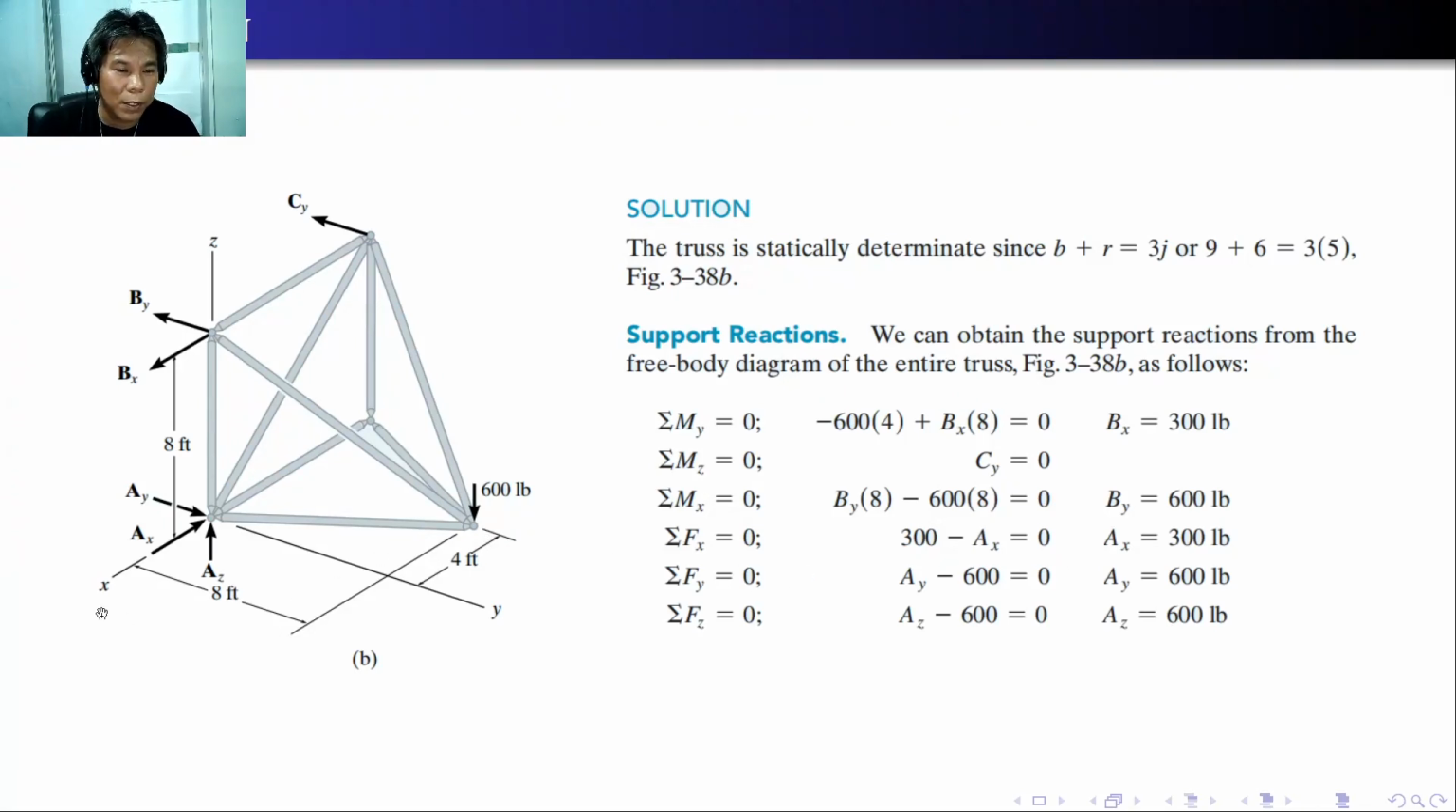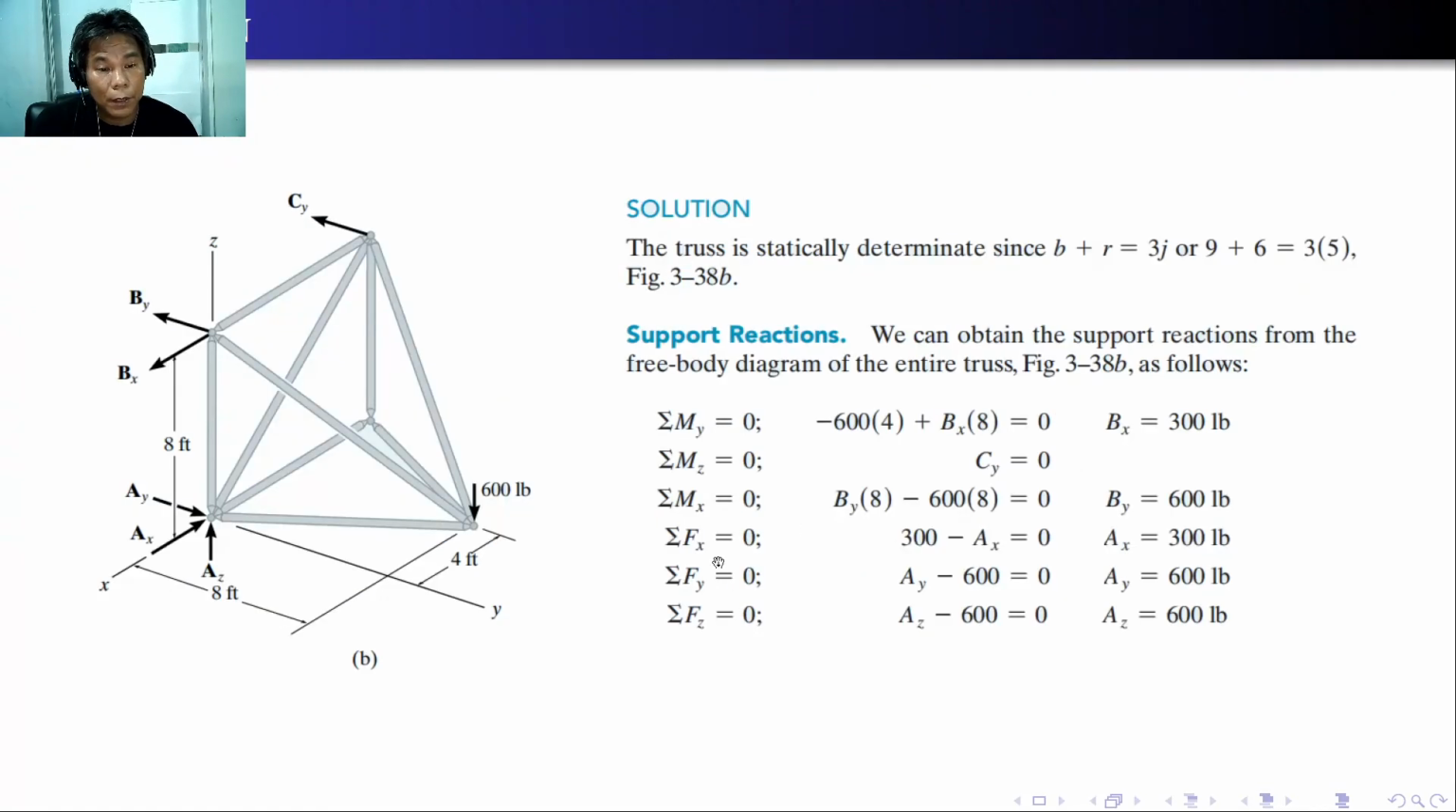If you sum up forces along the x-axis, we have two forces, Ax and Bx, where Bx is computed as 300, so Ax is also 300. If you sum up forces along y, we have Ay, By, and Cy. And Cy is equal to 0, so we only have Ay and By. And By is 600, so Ay is 600 pounds also. And lastly, summing forces along the z-axis, we have Az and 600. So Az is equal to 600 pounds.